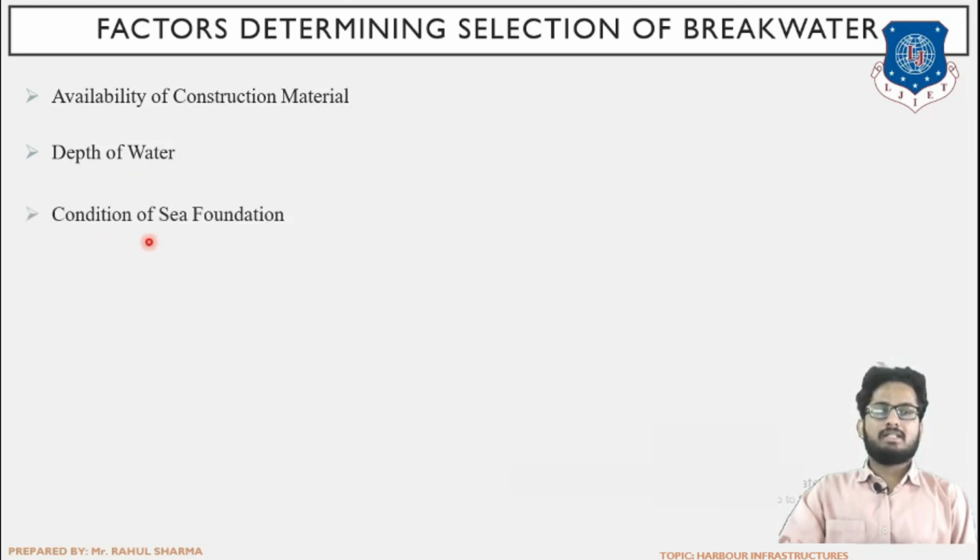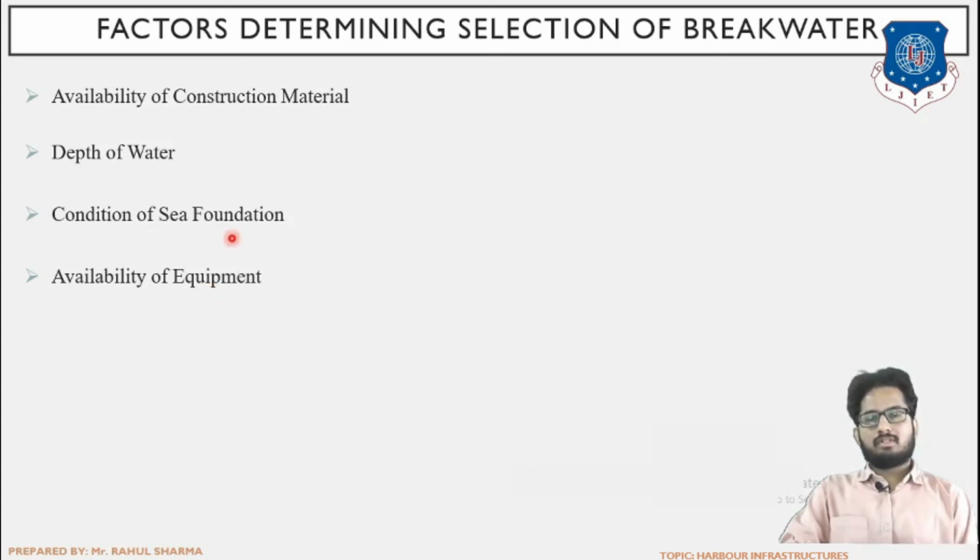Next is the condition of the sea foundation. As we know that the load will be transferred, will that subsoil be able to handle that load? Does it have adequate bearing capacity? All that will have to be known. So the condition of the sea foundation, the seabed, has to be known for the transfer of the load from the breakwater. Availability of equipment. Ultimately, while constructing the breakwater, various construction equipment will be needed. So the availability of that equipment will also have an effect on the selection of breakwater.